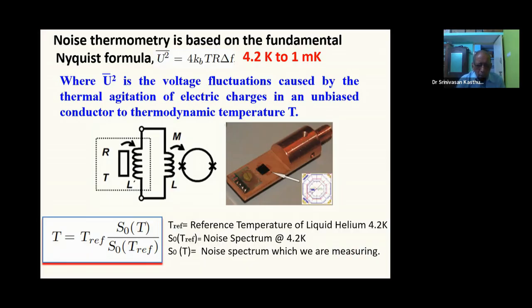Now you normally have a SQUID-based thermometer. Now the noise level is continuously monitored. So what is normally done is you measure the reference temperature at liquid helium of 4.2 K, and then you look at the noise spectrum at 4.2 K, and then you measure also the noise spectrum at any other temperature which we are measuring. Using this relation, you will be able to get the temperature value. T by T reference is equal to the noise spectrum at a particular temperature T divided by the noise spectrum at the reference temperature. So this way we will be able to measure the temperature.